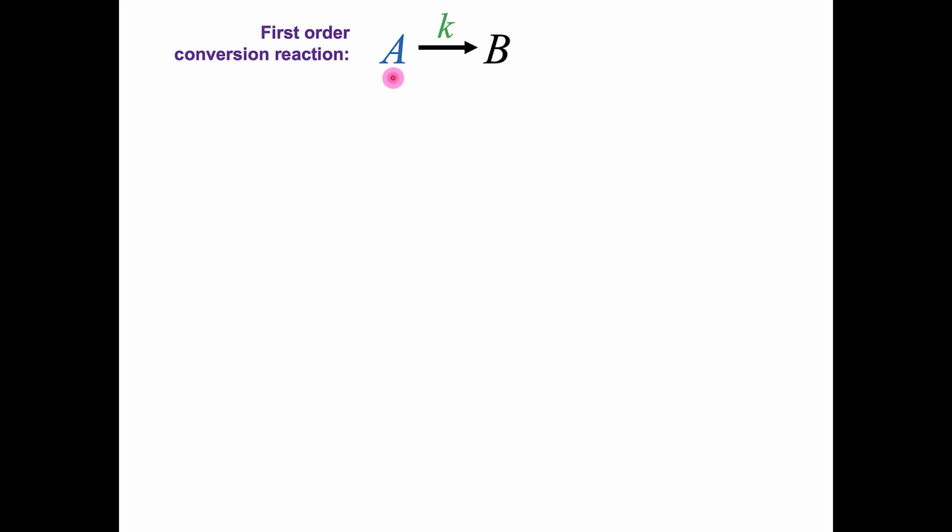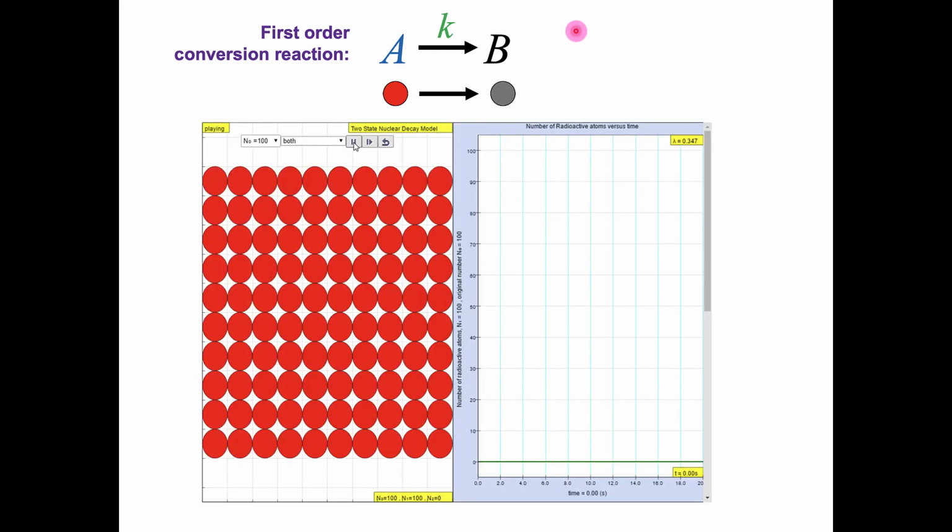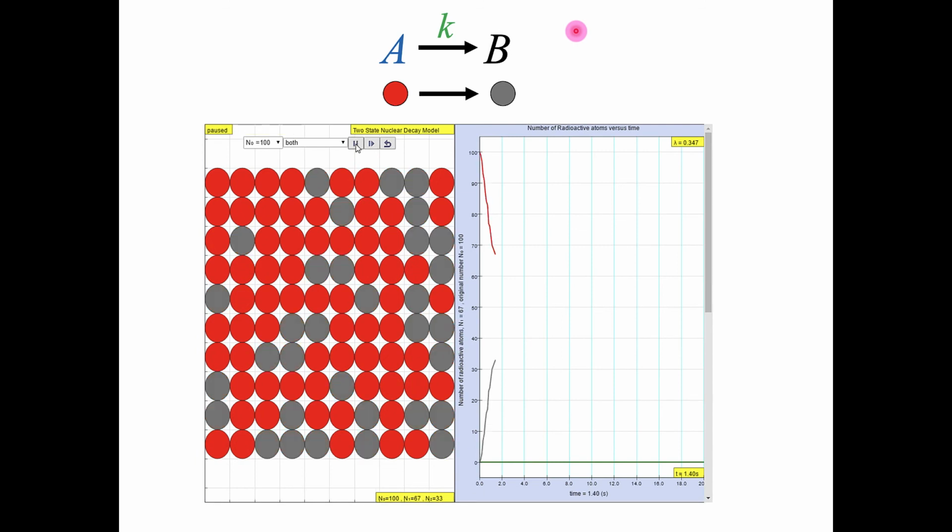Remember our first order conversion reaction. A is converted into B. We could think of this as red balls being converted into gray balls. So if we have 100 red balls at the start and we let the reaction proceed, we can monitor the disappearance of the red balls on this curve and the corresponding appearance of the gray balls on this curve.